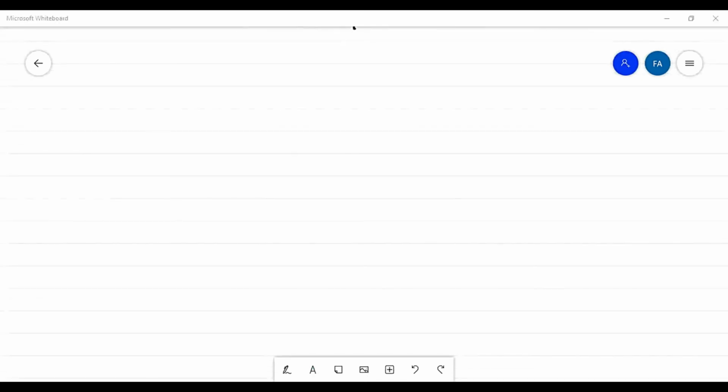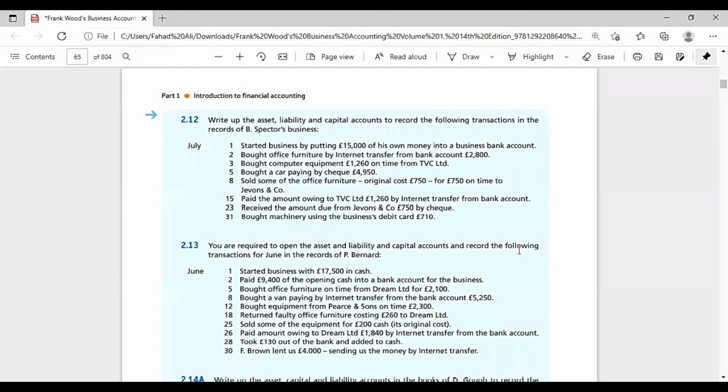So let's do question number 2.12. July 1st, the transaction is started business putting 15,000 of his own money into a business bank account. What should be debited? What should be credited? I'll be solving it on this whiteboard, so I have to shift the screen again and again. Started business by putting 15,000 of his own money into the business bank account. So in this way, capital is credited.